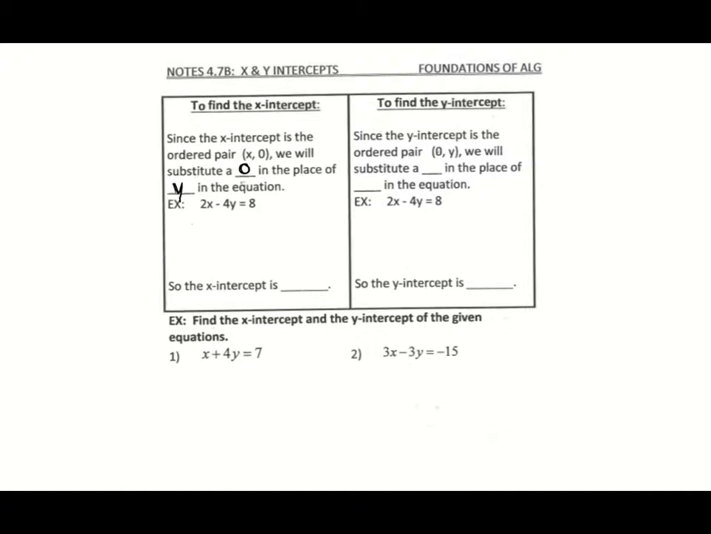So if we do that, we get 2x minus 4 times 0 equals 8. 4 times 0 is 0. So we're left with 2x equals 8. Divide both sides by 2. We get x equals 4. So this means that our x-intercept is 4, 0. We plug in that x right here. Okay, and we can do the same thing for our y.